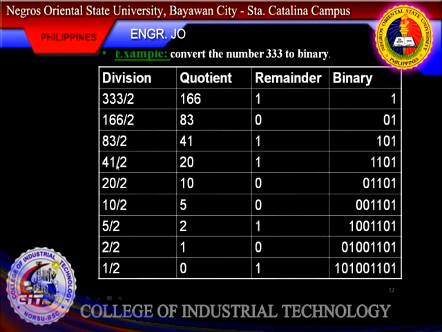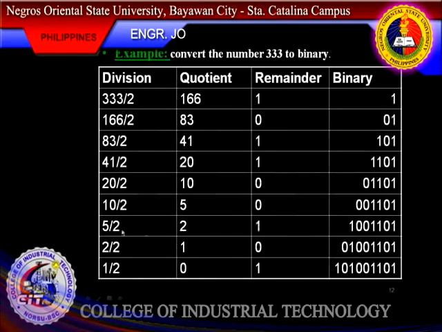And 41 divided by 2 is equal to 20.5. 20 is recorded, and 0.5 is disregarded. 20 times 2 is equal to 40, an excess of 1, so 1 is our remainder. And 20 divided by 2 is equal to 10, no remainder, that is 0.